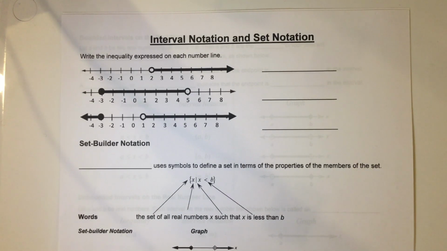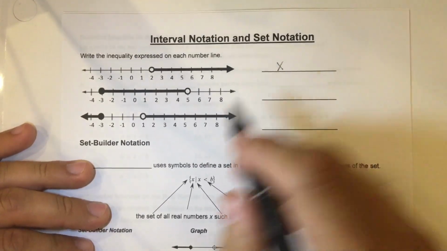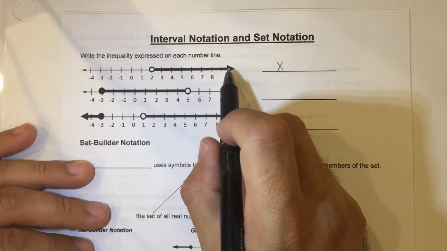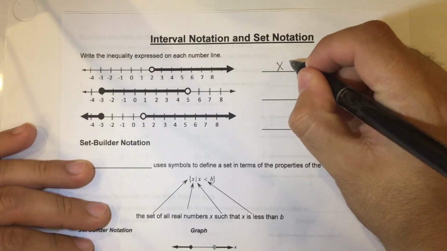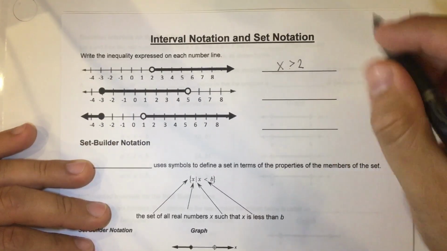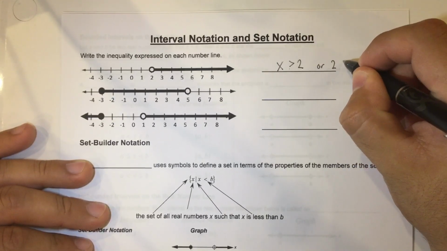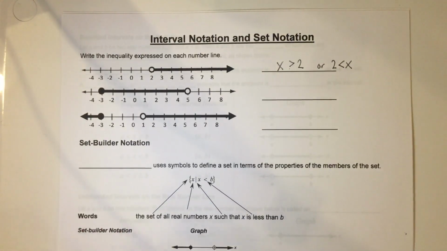So first off, start with x. And I can see that 2 is smaller than the biggest number, so 2 is less than or equal to x, or you could say x is greater than 2. Another way you can write it is 2 is less than x. So those mean the exact same thing.